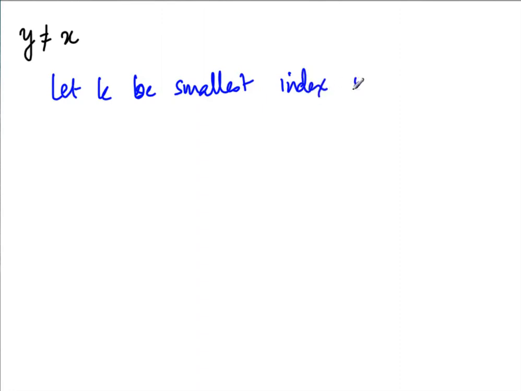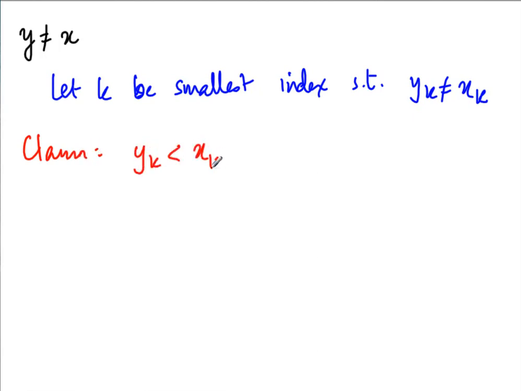The interesting case, of course, is when y is not equal to x. If y is equal to x, we have nothing to prove because y is optimal, so x is also optimal. So in this case, x and y differ. Let k be the smallest index where they differ, the smallest index such that yk is not equal to xk. There must be at least one such position, otherwise they would be equal. Now the claim is that yk must be strictly smaller than xk.